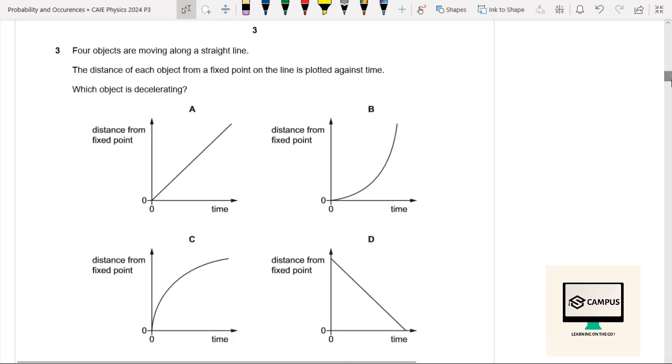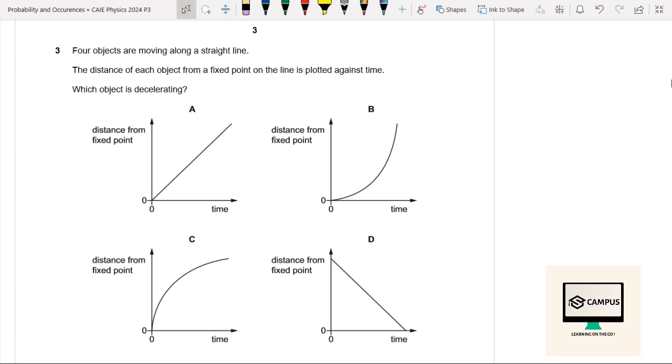Coming on to question number 3. Four objects are moving along a straight line. The distance of each object from a fixed point on the line is plotted against time. Which object is decelerating? We have been given distance-time graphs, and we have to find out which object is decelerating. An object is decelerating if its velocity is decreasing with time.